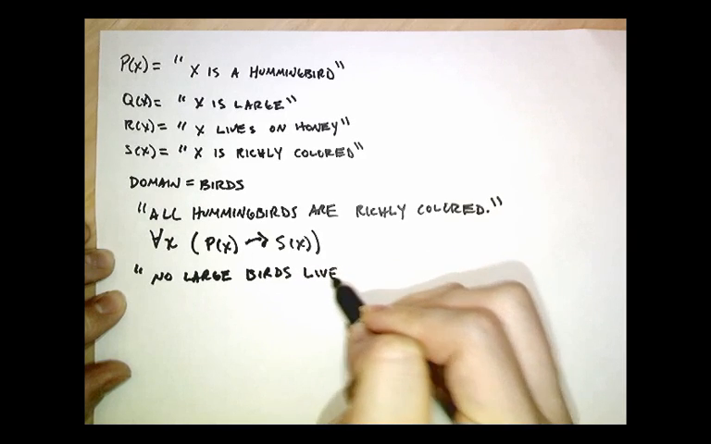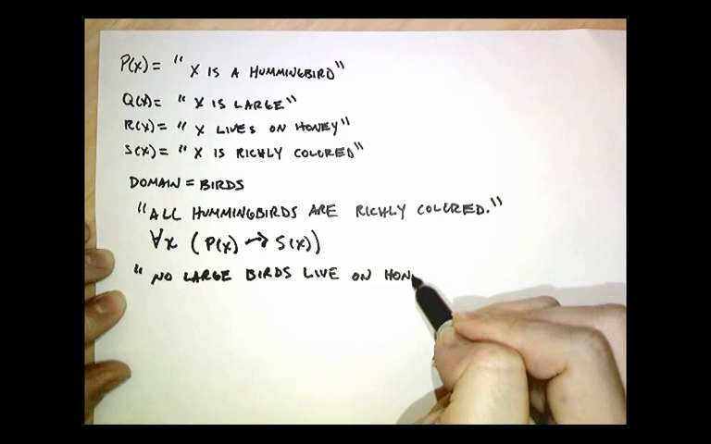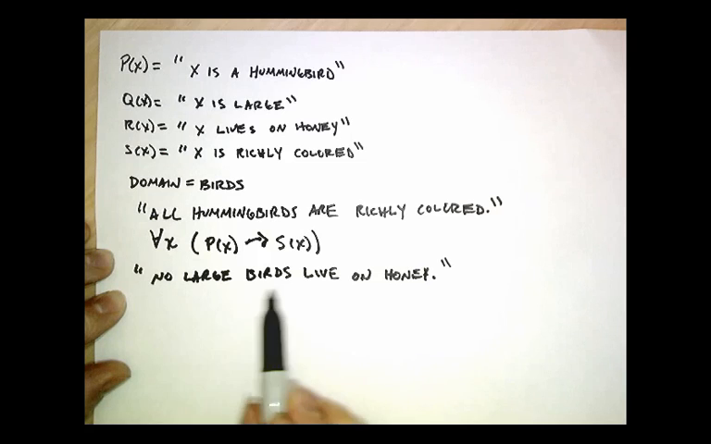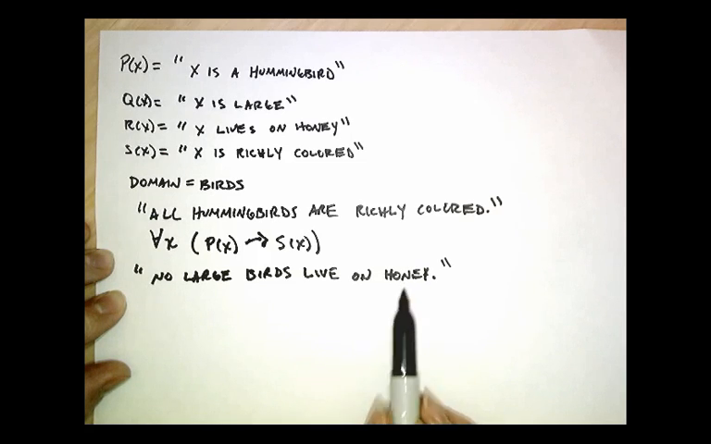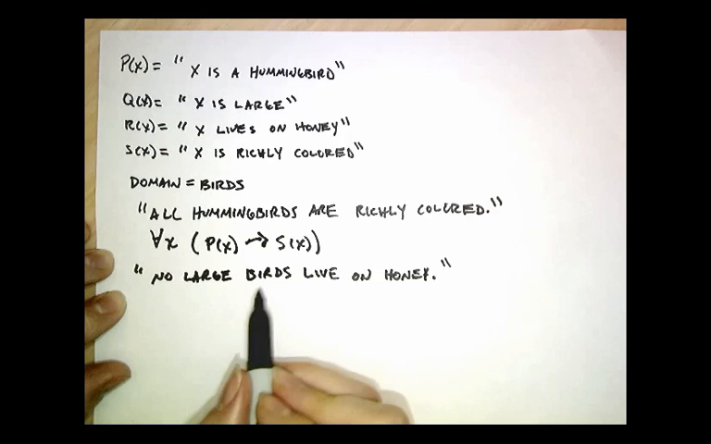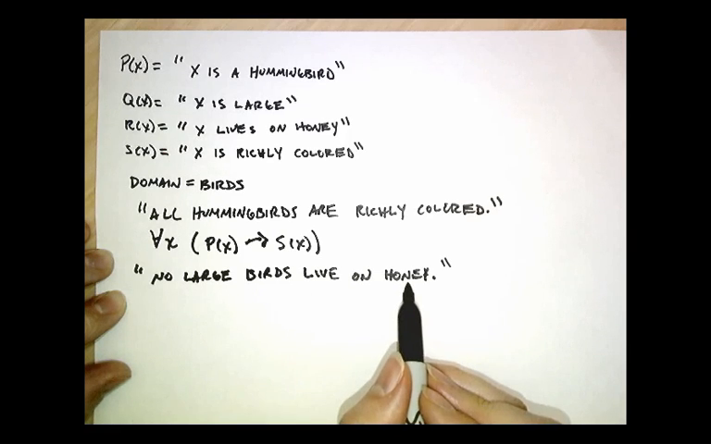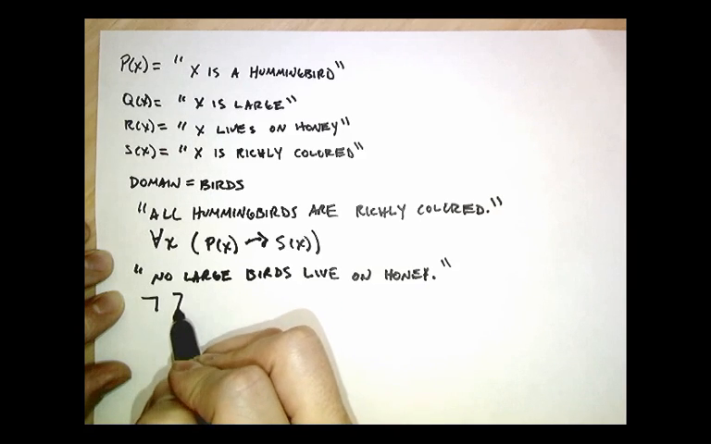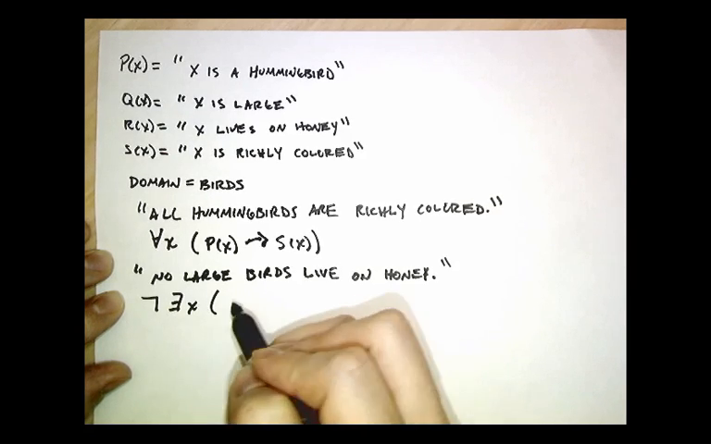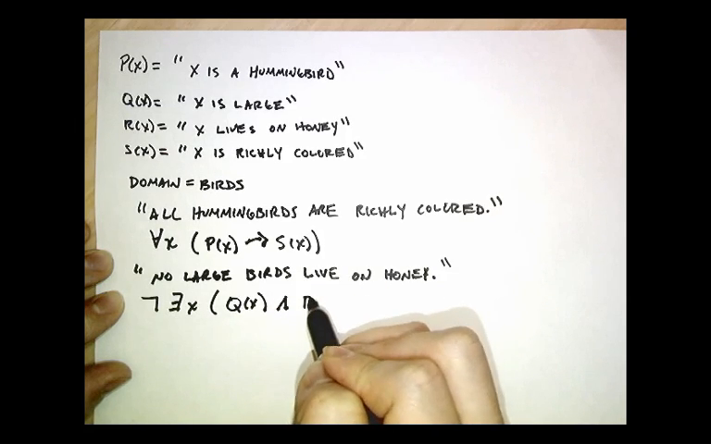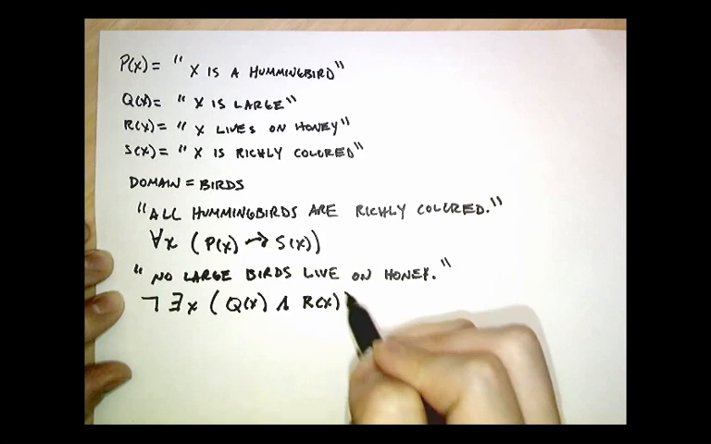Okay. How about no large birds live on honey? So no large birds live on honey. Okay, well, this means that it's not the case that you can be large and you can live on honey. So it is not the case that there exists a bird that's large and lives on honey.